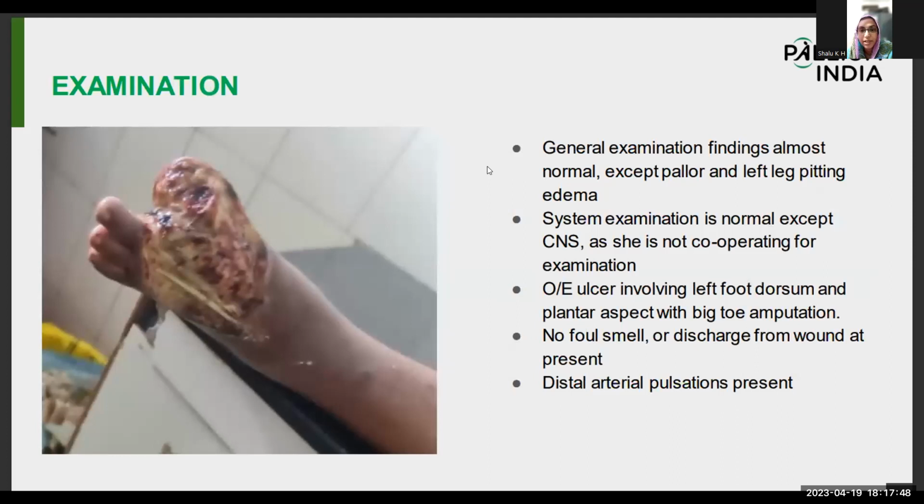On examination, her general examination findings were almost normal except pallor and left leg pitting edema. Systemic examination is normal except CNS, as she is not cooperating for examination. The ulcer involves the left foot dorsum and plantar aspect with the left toe amputation. This picture is taken after the left big toe amputation. Presently there is no foul smell or discharge from the wound. Distal arterial pulsations are present.